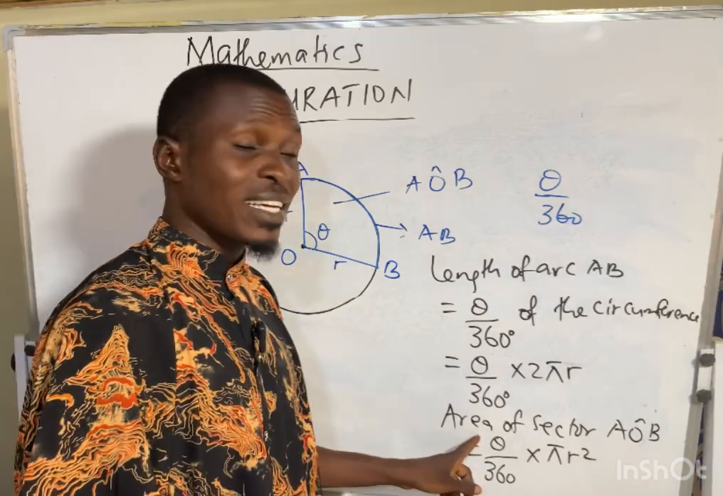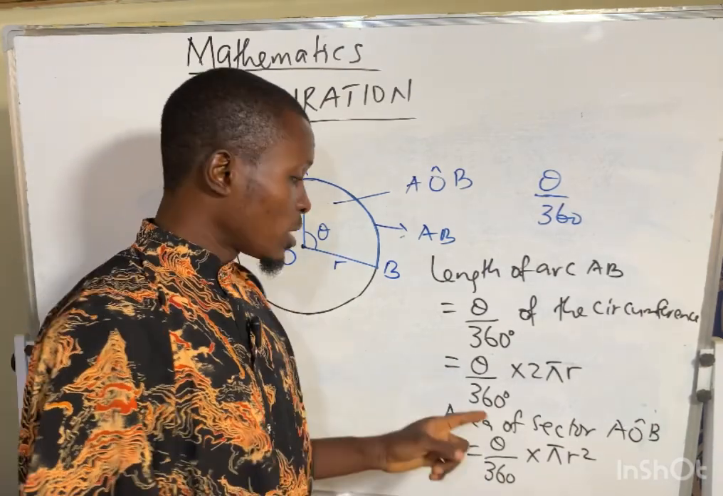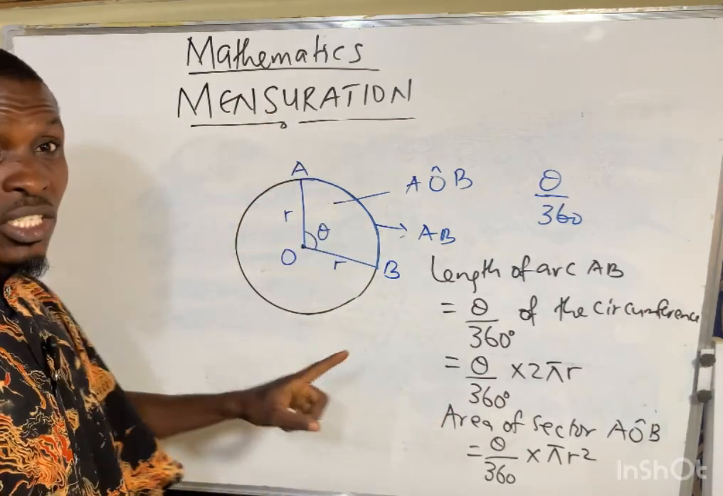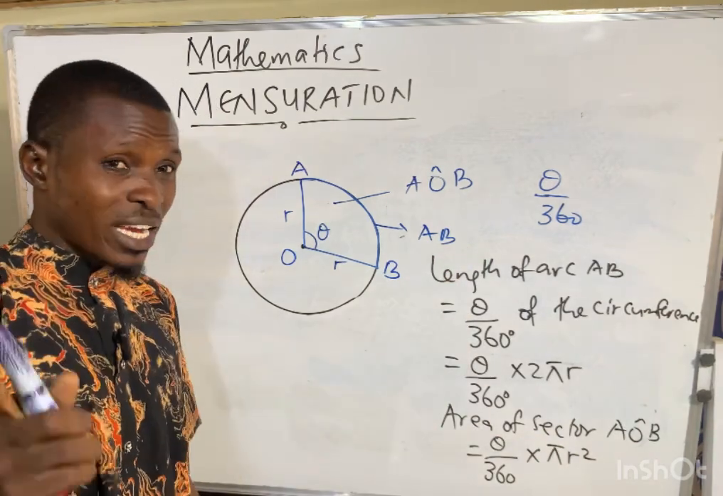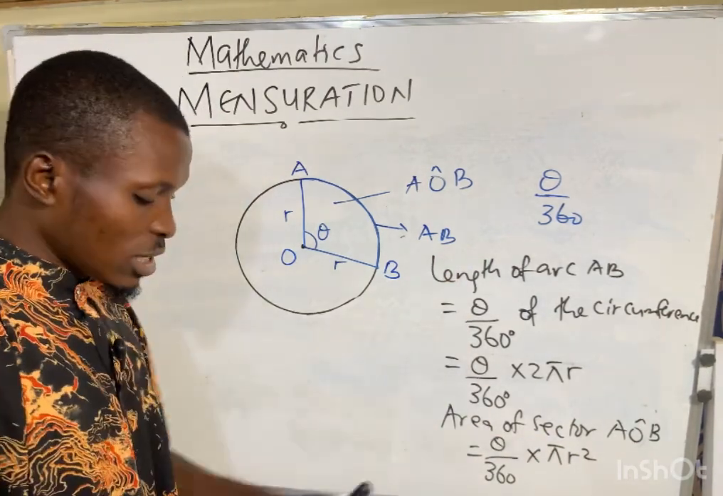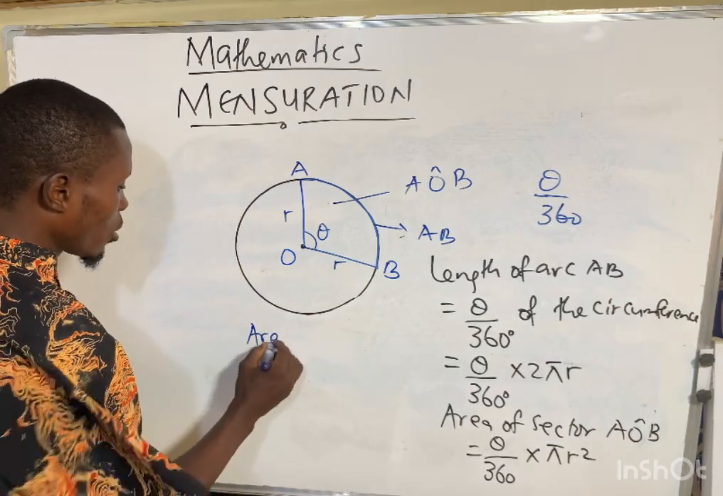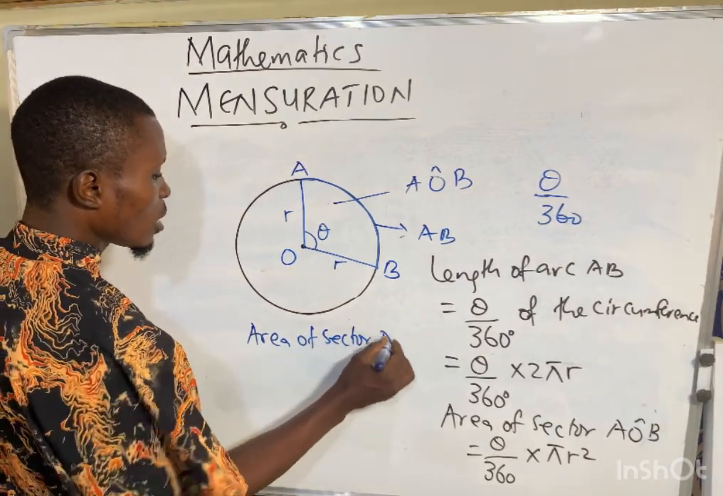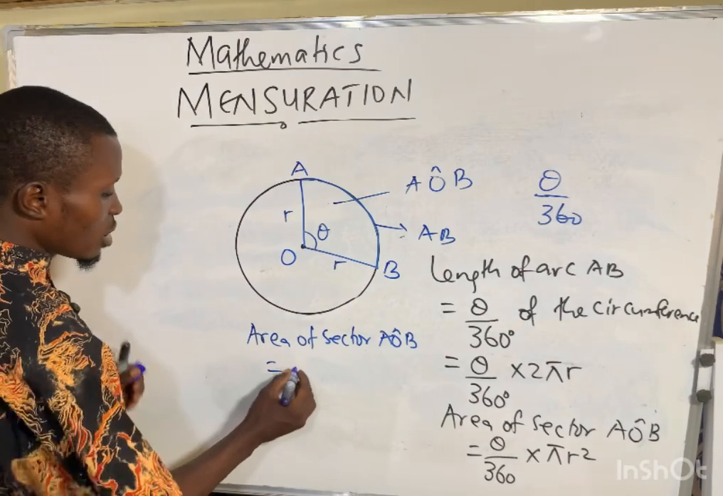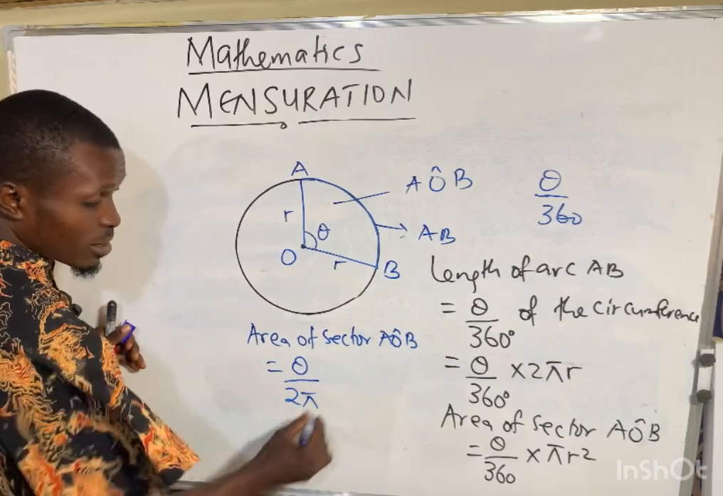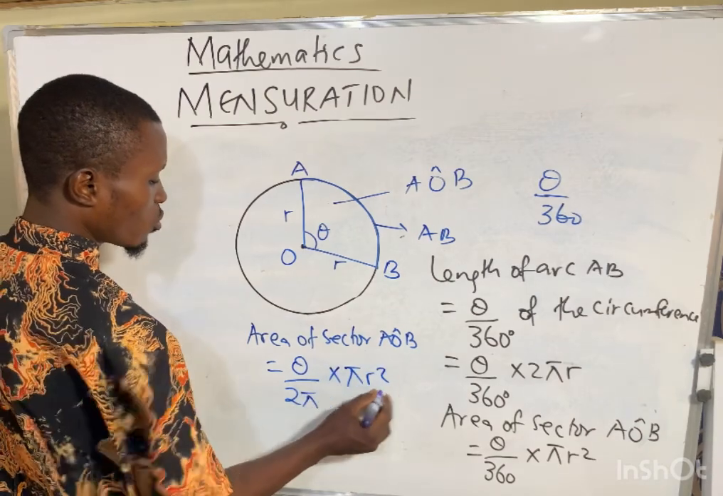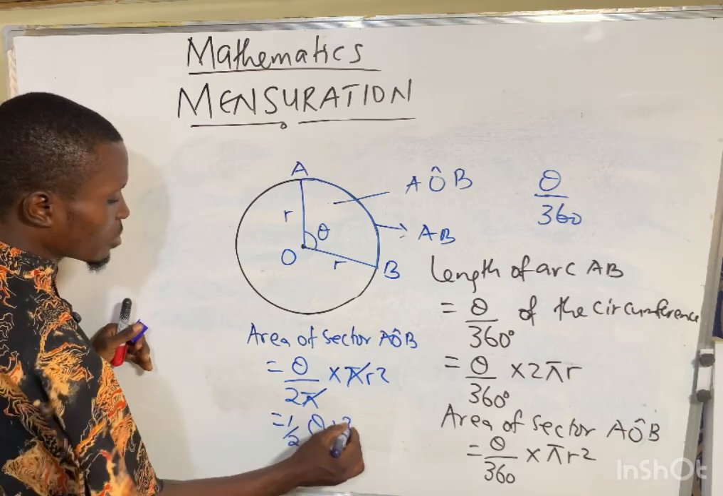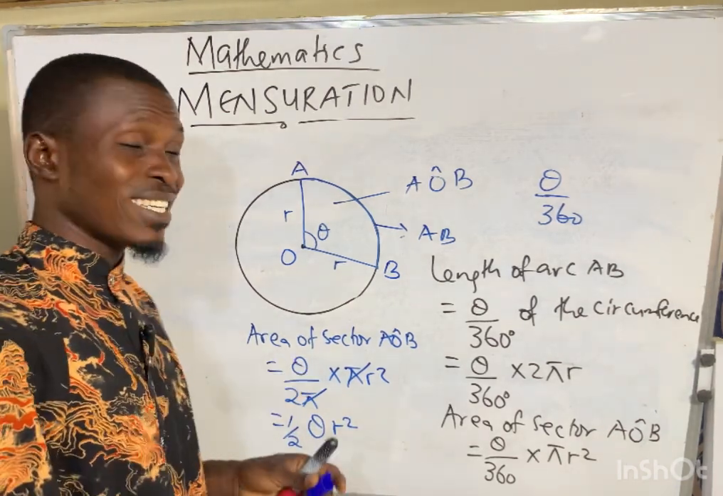Now, this is when theta is given in degrees. When theta is given in radians, remember that the total angle of the circle is 360 in degrees or 2 pi in radians. All right. So if the angle theta is given in radians, we're going to have the area of the sector AOB given by what? Theta over 2 pi times pi r squared. So pi cancels this pi. We just have what now? 1 over 2 r squared theta as the area of the sector when theta is in what?